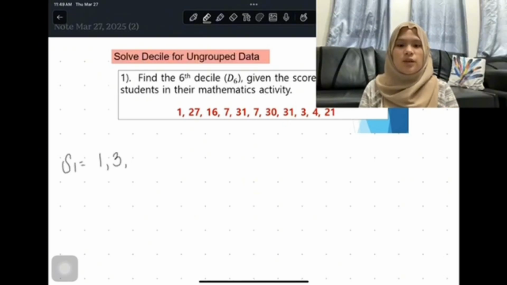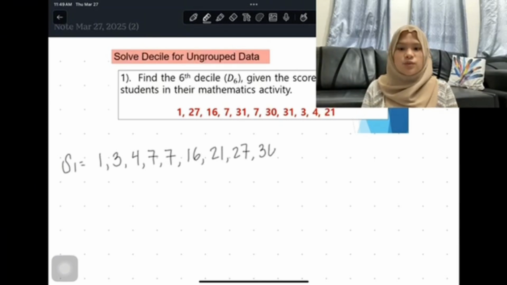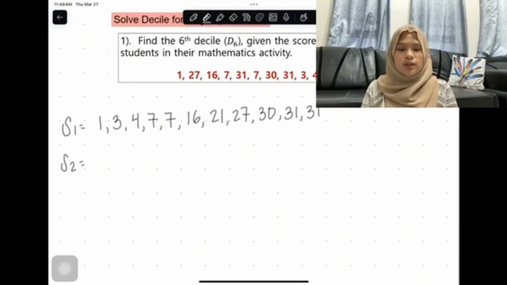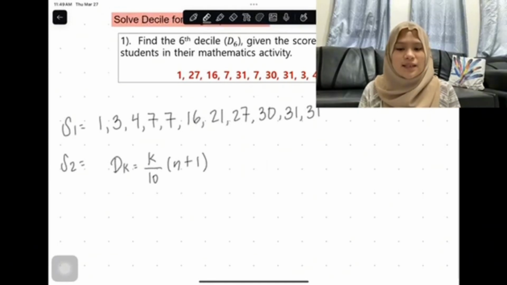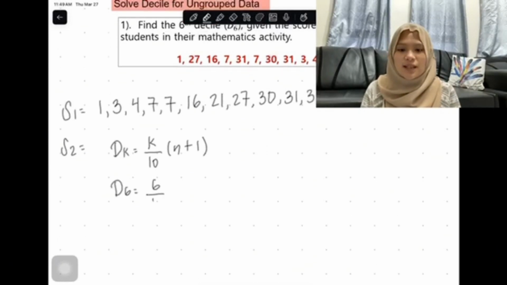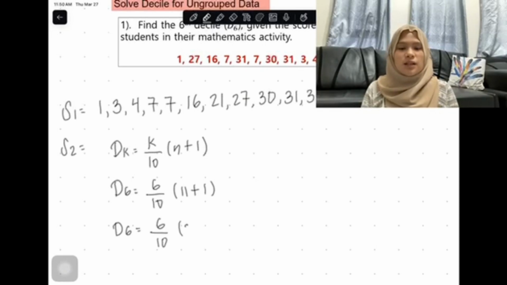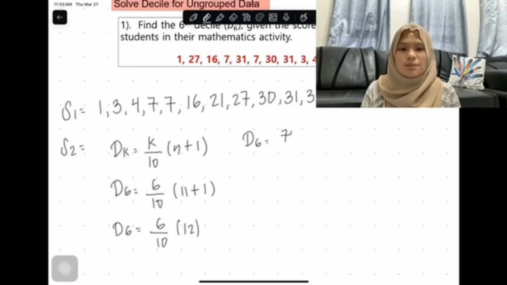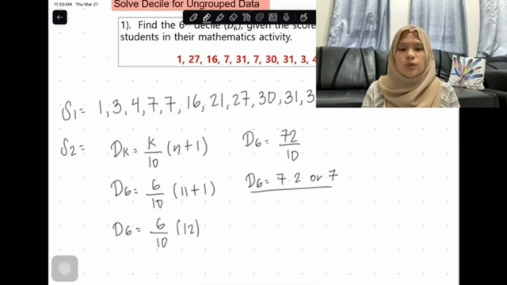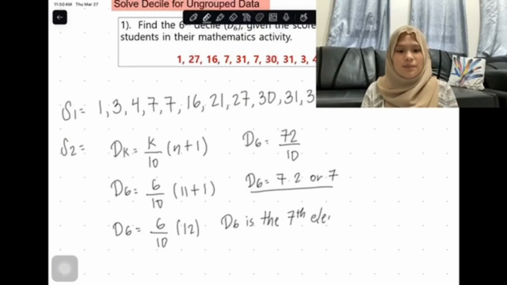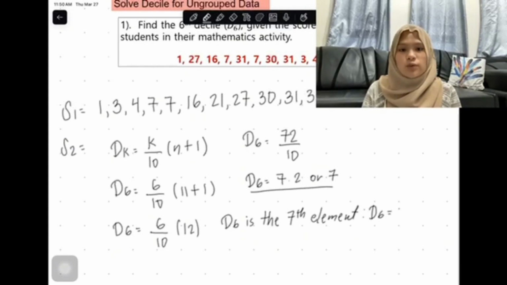Step 1 is to arrange the given scores of the students. Step 2 is to calculate the location of D6 in the distribution. Let's use our formula Dk equals k divided by 10 times n plus 1. Our k is 6, then our n is 11. 11 plus 1 is 12, then 6 times 12 is 72. 72 divided by 10 is equal to 7.2 or 7. So D6 is the 7th element, which is D6 equals 21.